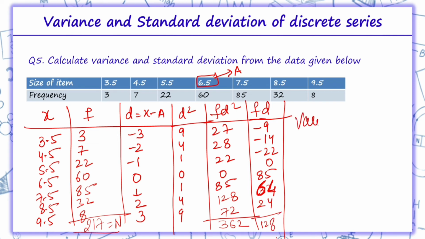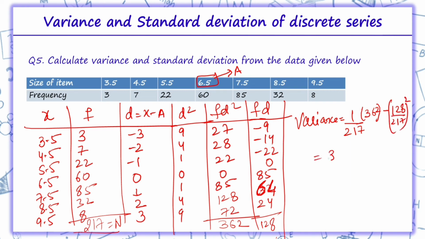Now the variance formula which we studied is 1 upon n, that is 1 by 217 into summation of f d square, which is 362, minus 1 by n summation of f d whole square, which is 128 upon 217 whole square.